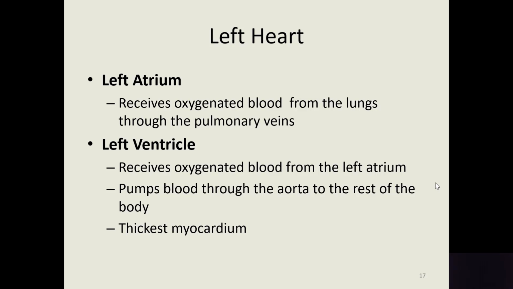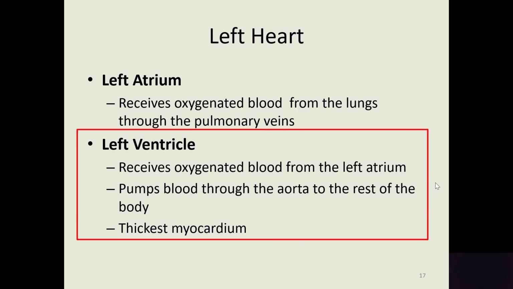That oxygenated blood is coming into the left atrium. That blood now from the left atrium is going into the left ventricle. So the left ventricle receives oxygenated blood from the left atrium, and the left ventricle is going to pump the blood through the aorta to the rest of the body.